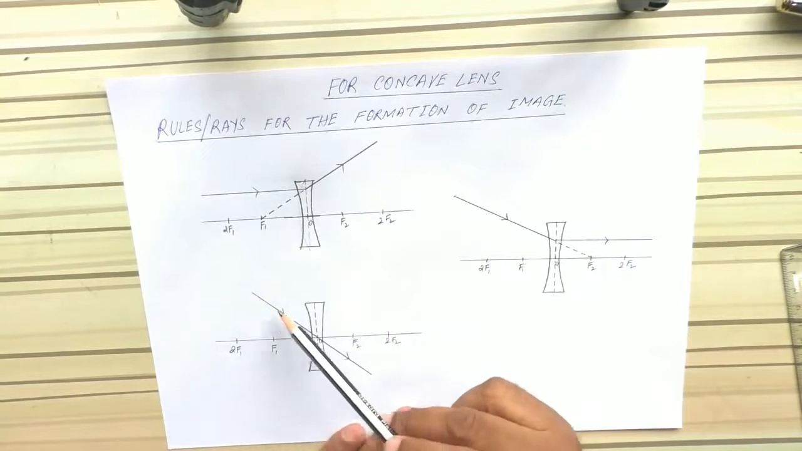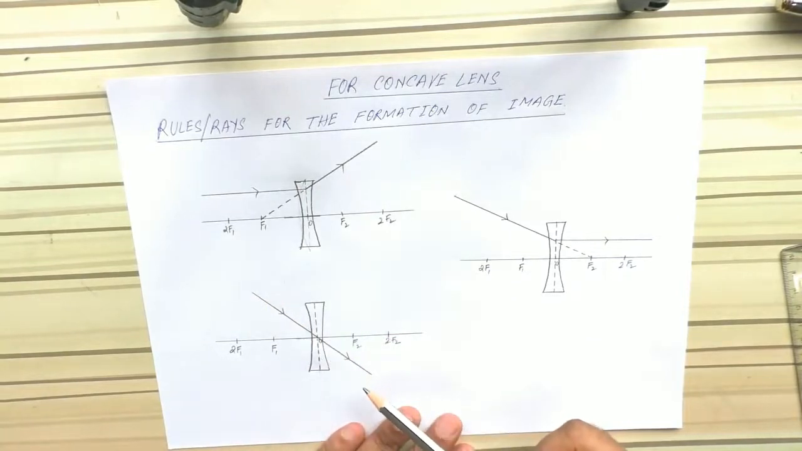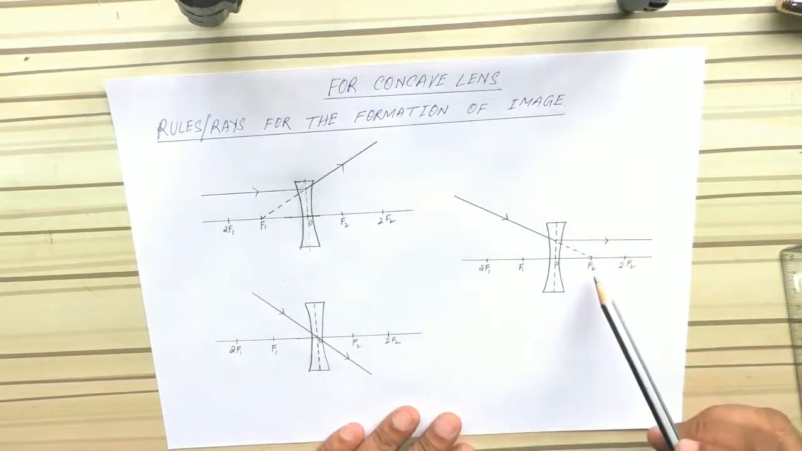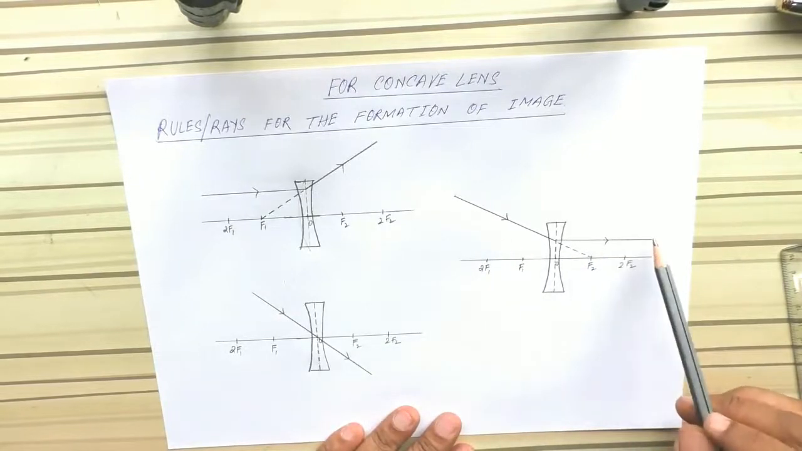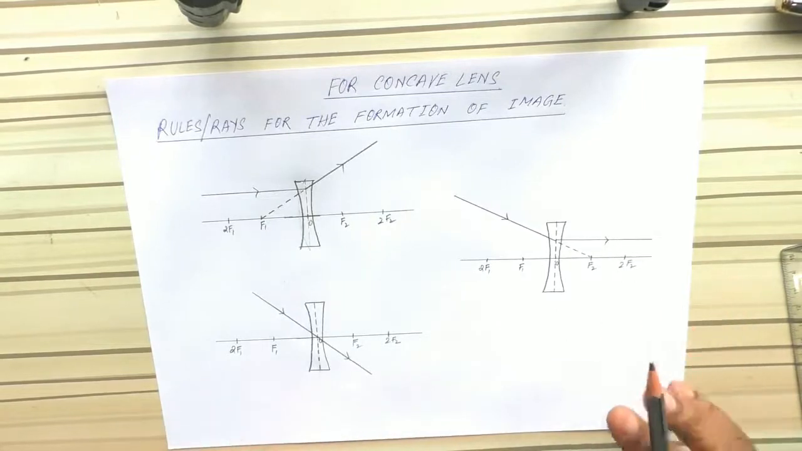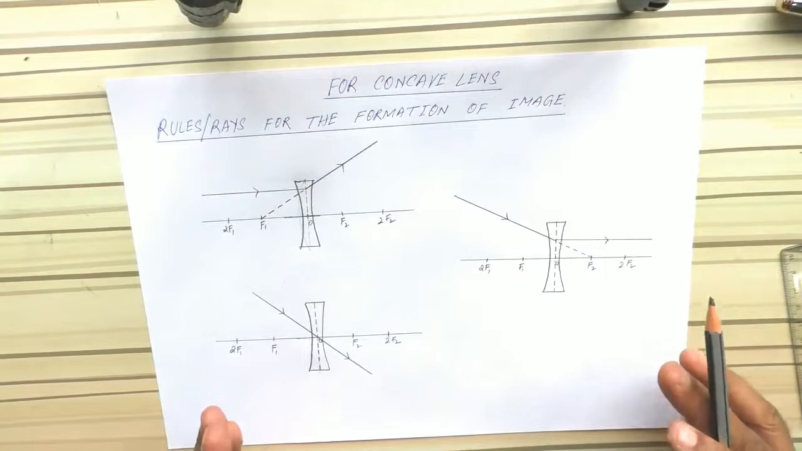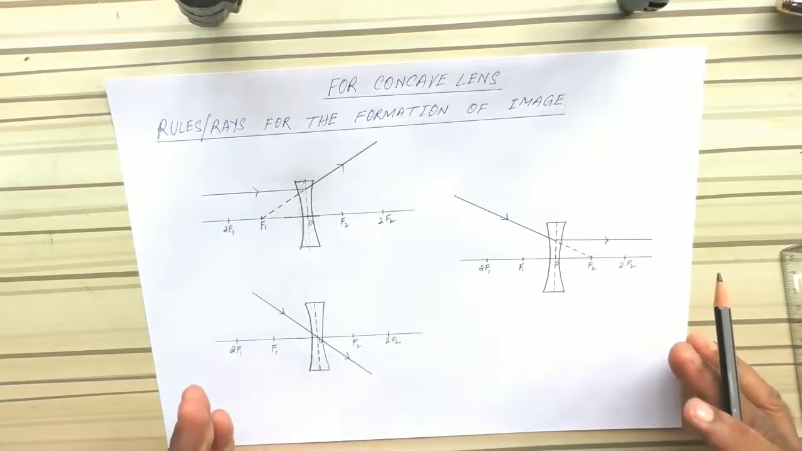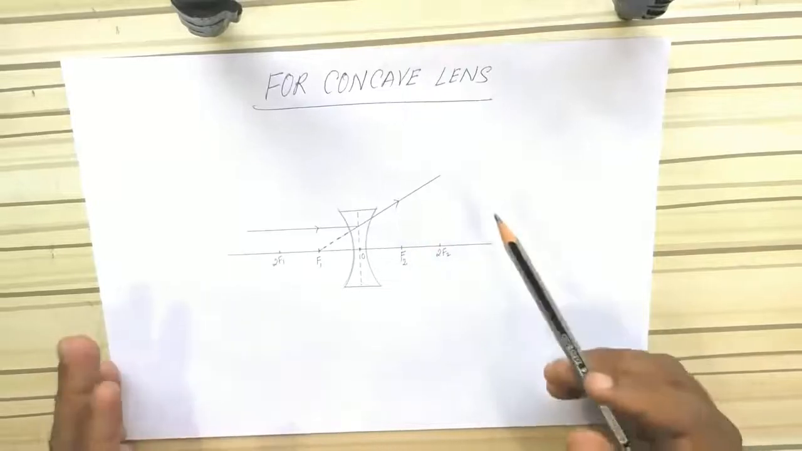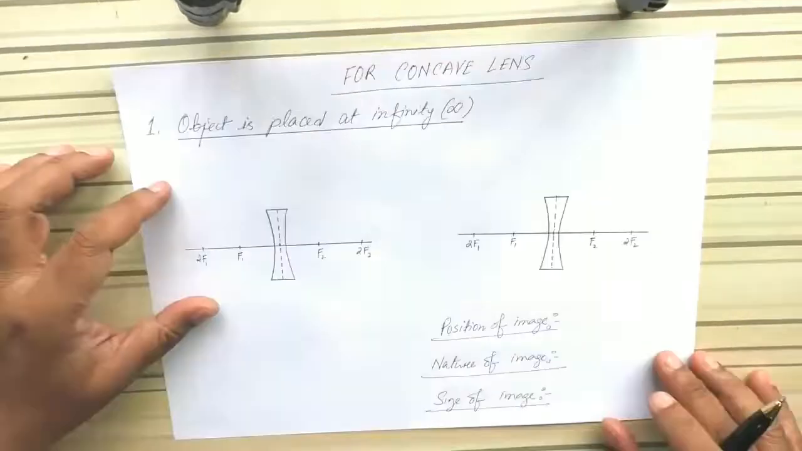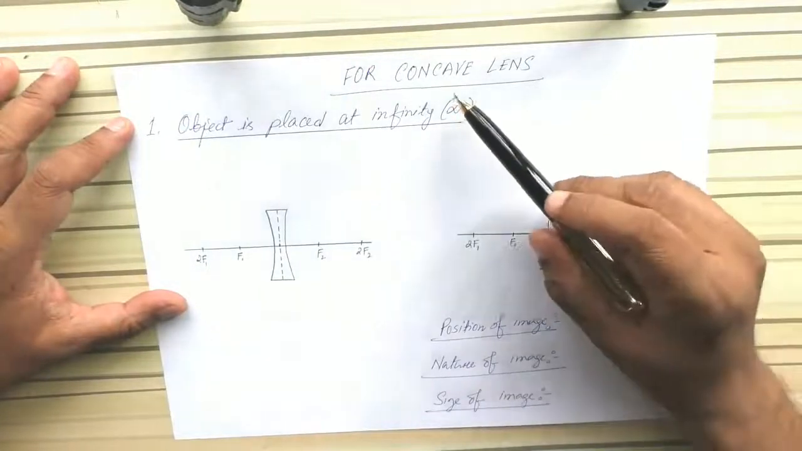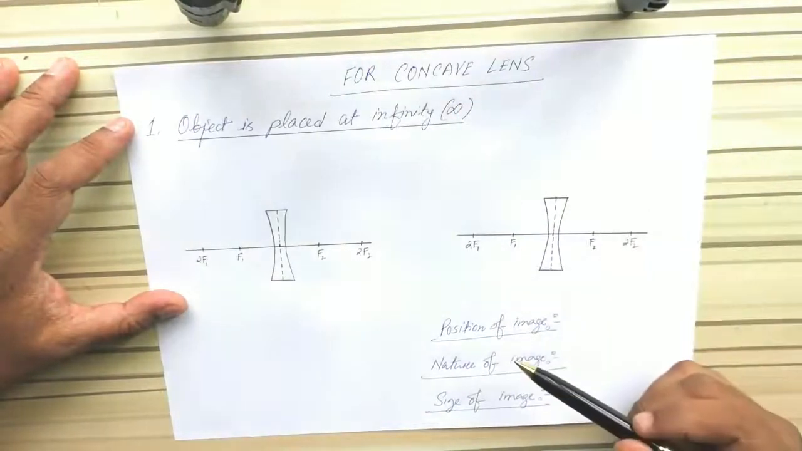A ray of light passing through optical center passes straight without any deviation. And a ray of light which appears to converge at f2 becomes parallel to the principal axis after refraction. These rules are important for drawing ray diagram to show the formation of images. In this way, we can draw concave lens using pencil, scale, compass, eraser, etc. Now I'll discuss first ray diagram for concave lens showing the formation of image.